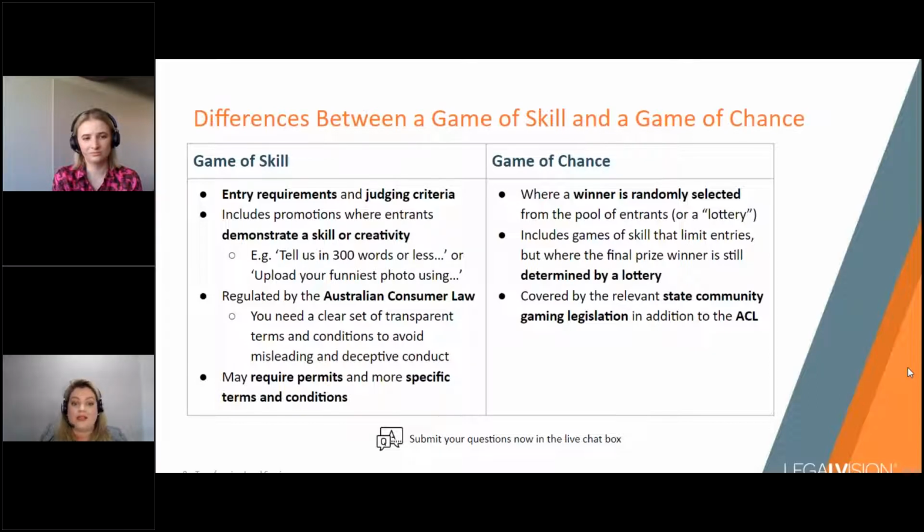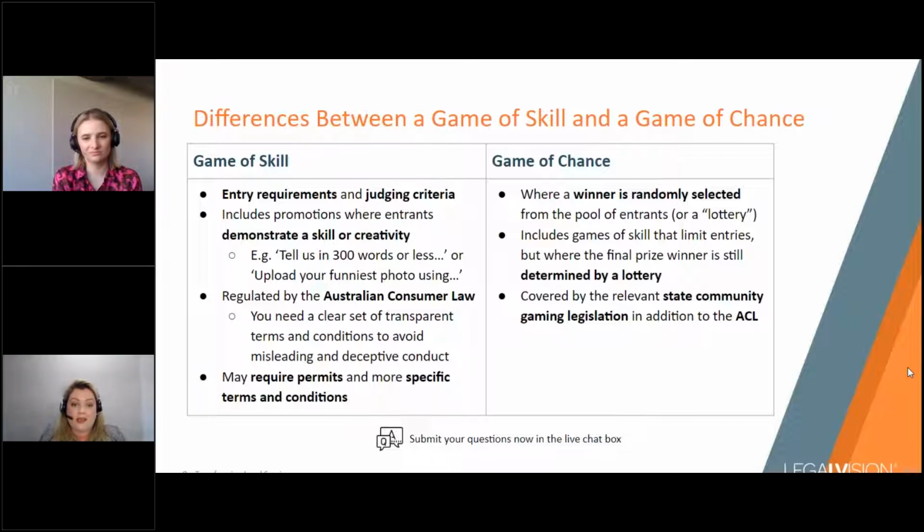I'm sure many of us have seen an example of a game of skill, perhaps even more when we were kids, when you had to submit an entry to a television show or write an entry that says, tell us in 300 words or less why this is your favorite hat to wear, or upload your funniest photo using this particular product. So that's a game of skill. A game of chance, on the other hand, is something where there will be a whole lot of entrants and essentially there's a random selection of who is the winner. So it's more like a typical lottery model.